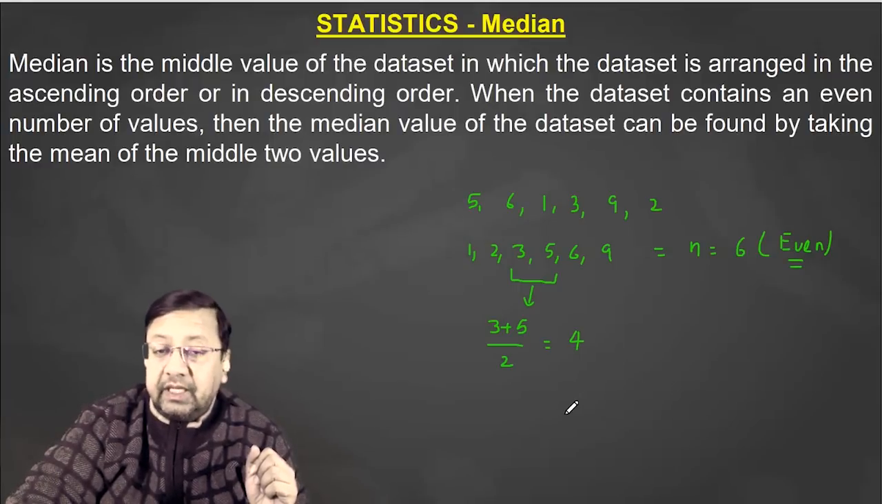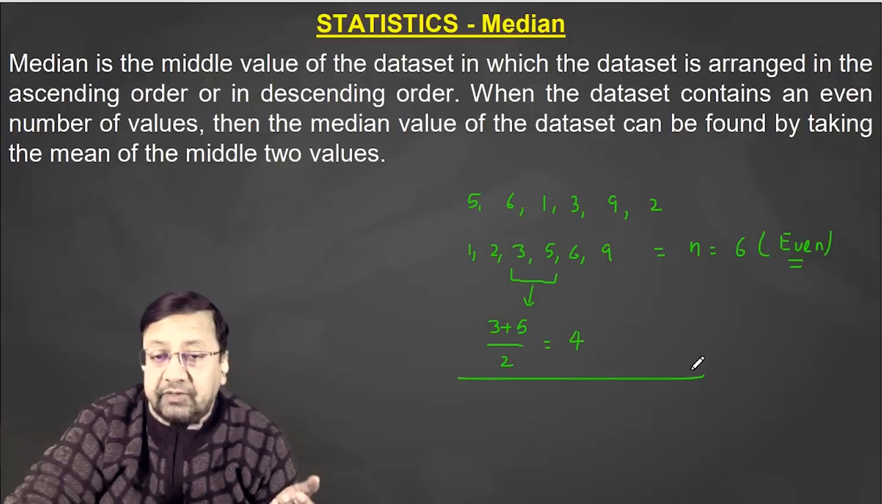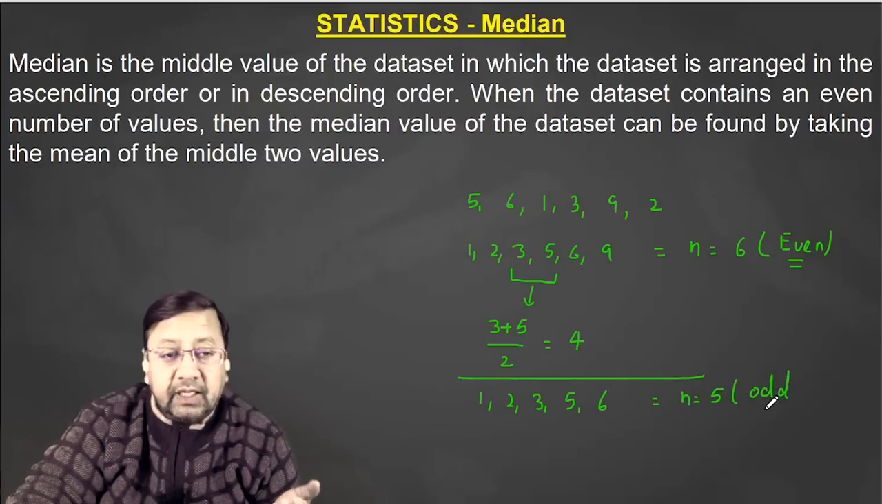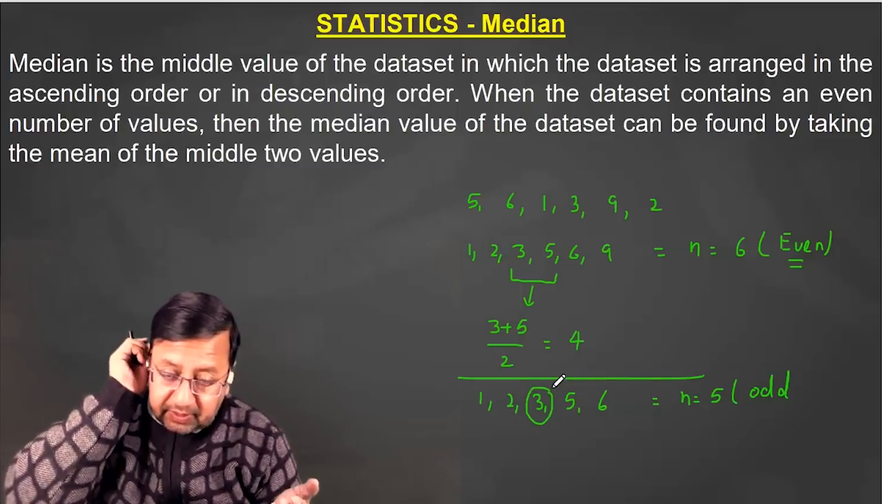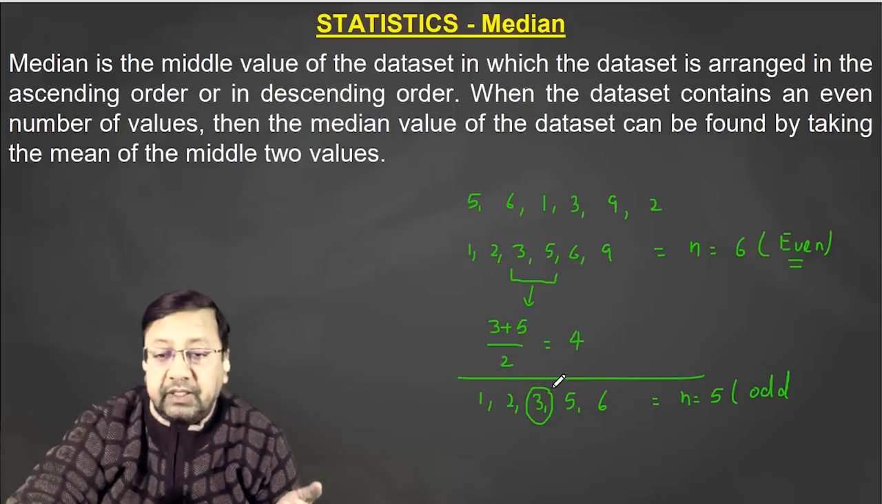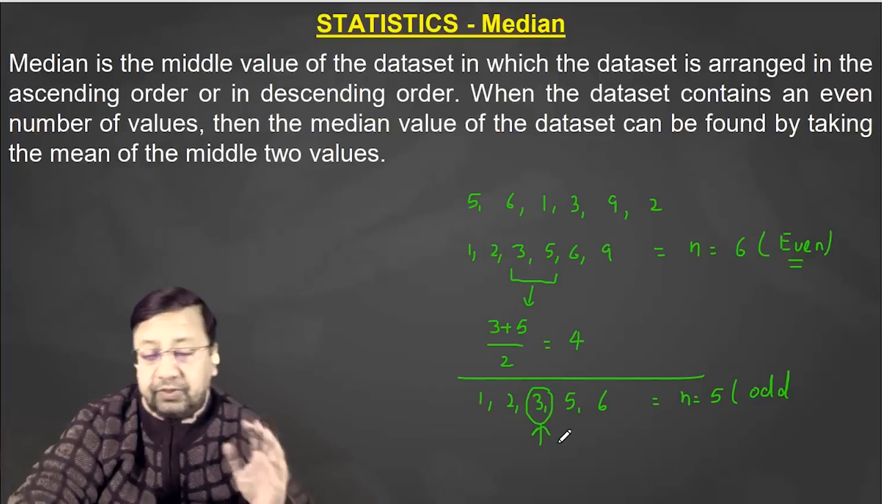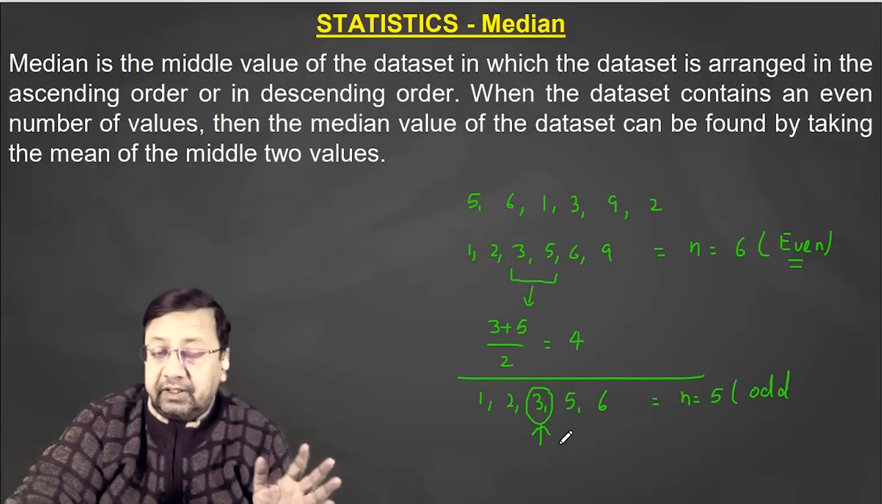Now suppose I have an odd number of values, for example 1, 2, 3, 5, 6. How many values do I have? The count is 5, which is odd, right? So in this case, just pick the center value after arranging your data in ascending or descending order. So here my median is 3.